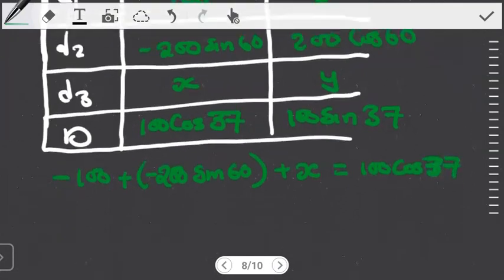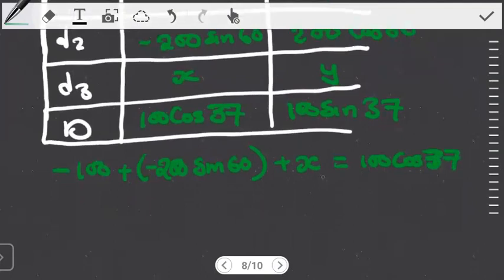So from here, we can simplify this to get the x component, because it's the only variable here. If we make it the subject of the formula, notice that we end up with 100 cos 37. Then the 100 crosses, it becomes positive. And then this crosses to the other side, it also becomes positive. So the 100, I didn't include it, let's write it. Then this also becomes positive 200 sine 60.